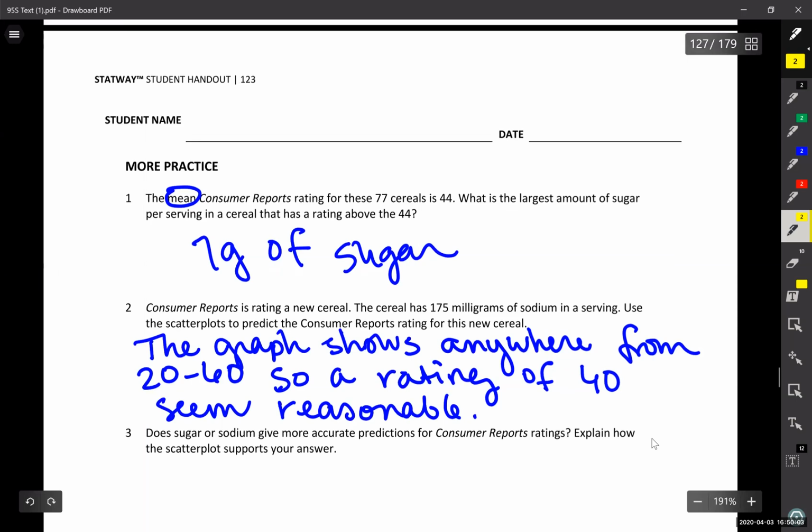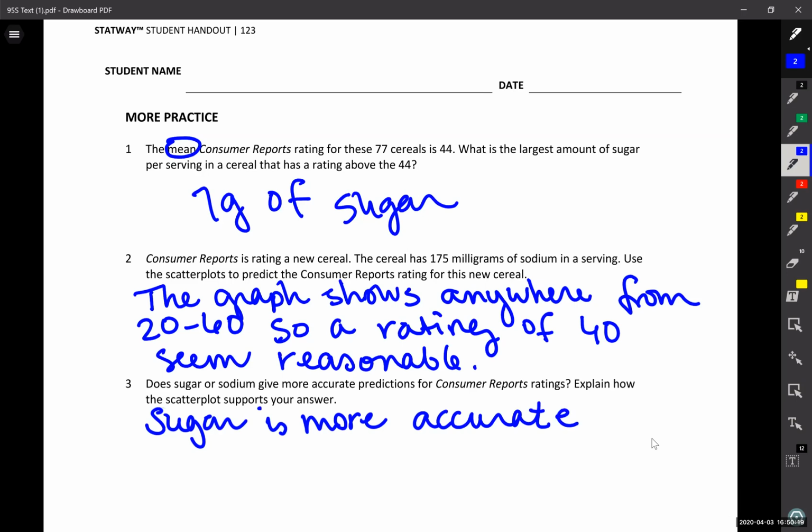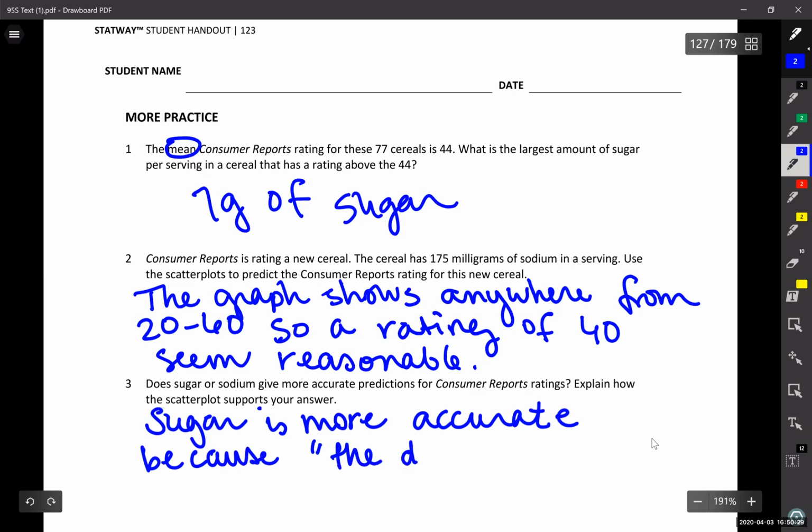Okay, so going back to question 3, does sugar or sodium give a more accurate prediction? And we say, oh man, I'll say sugar, but I'll say it in blue. Sugar is more accurate because, unofficially, the dots are closer together. That's not really the best math way to say it. I'll just put it in quotes. The dots are closer together. This is going to indicate strength.